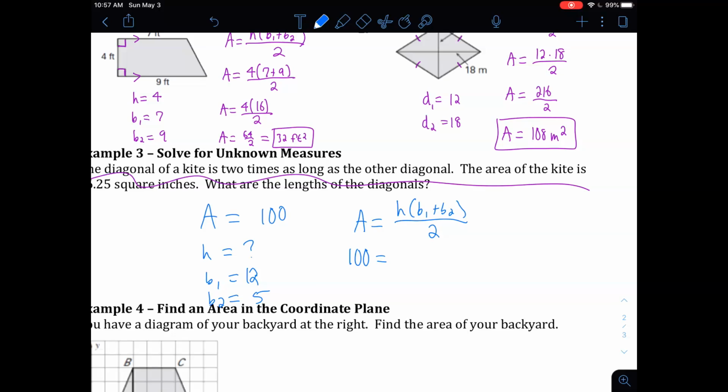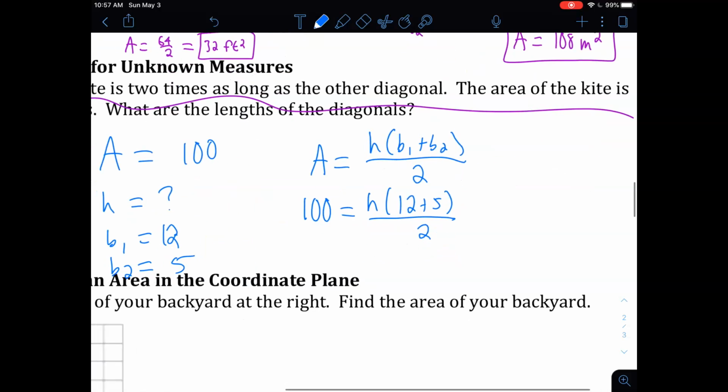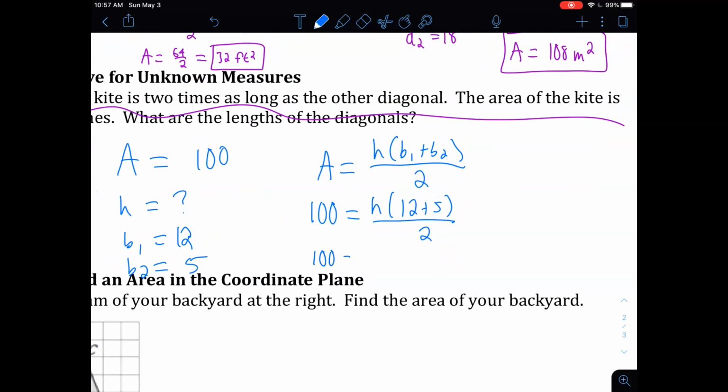So the height we don't know. We're going to do it like we did before when solving for the base or the height of parallelograms and stuff like that. What is base 1 plus base 2 going to be? That's going to be 12 plus 5, all over 2. So 100 equals the height times 17 all over 2.